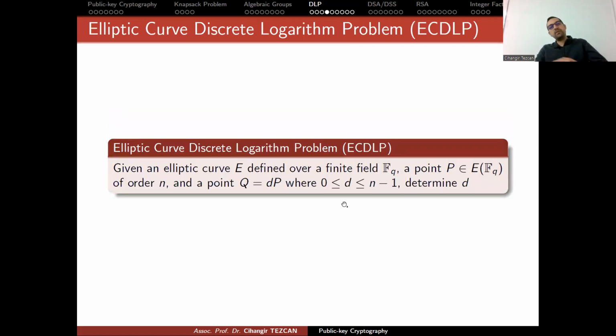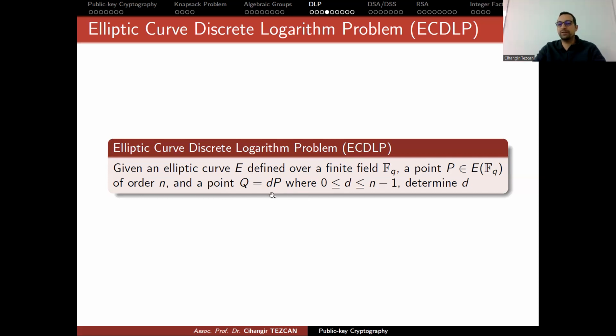All right. Next week we will talk about elliptic curves, but the elliptic curve discrete logarithm problem is somewhat different. In this scenario, you are given an elliptic curve E defined over a finite field FQ, and you have a point P on this elliptic curve of order n, and the point Q, which is just the addition of this point to itself d many times. So the question is, given this point and this point, find d.